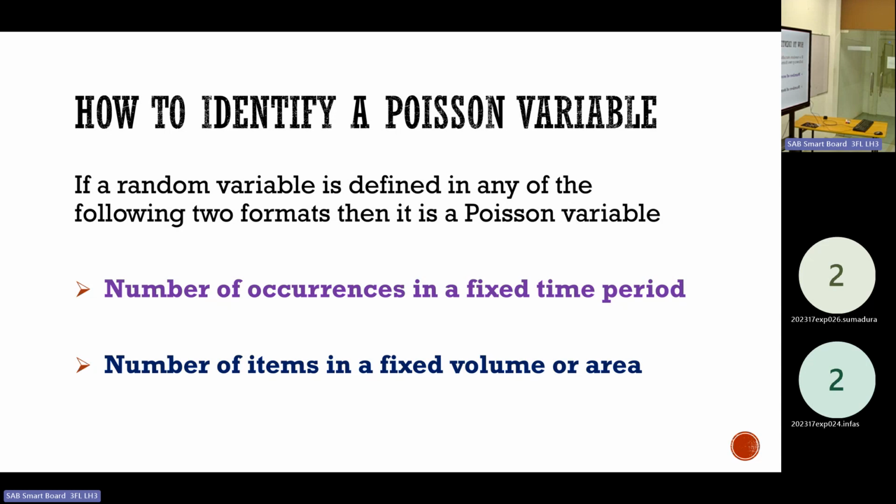Like number of printing mistakes on a page. Area items, right? Number of printing errors on a page. Or number of printing errors in 10 pages. Sorry, area right? Number of printing mistakes in 10 pages. And it also will be Poisson, right? So 2 categories: number of occurrences or number of happenings during a fixed period, or number of items in a volume or in an area.